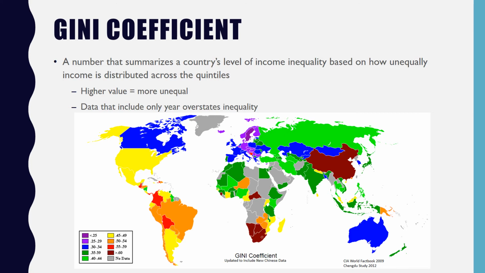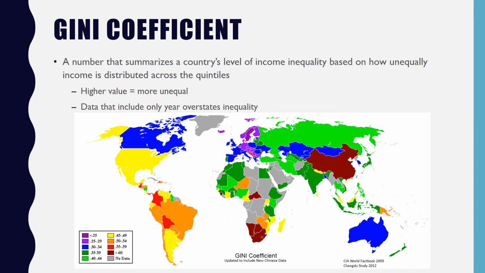So if we were to look at the top 20%, the top quintile, how much of the total income for the United States, or any country for that matter, is held by the top quintile, how much of it is held by the bottom quintile, and how much is held by the middle quintiles. The higher the number for the Gini coefficient, that means that it is more unequal.